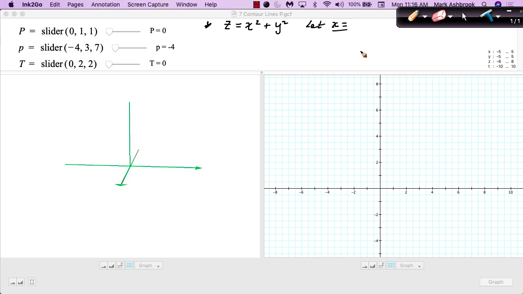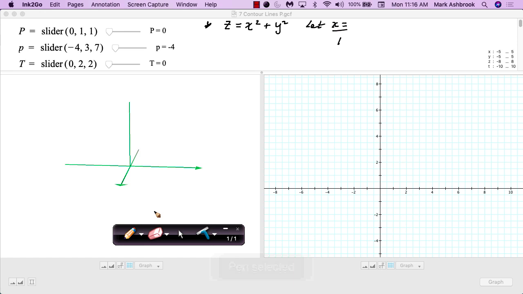So for instance, if I let x equal 1, then what equation do I get? I get z equals y squared plus 1. All right, and so that is a curve, right? That's a curve of z and y. And then that curve is going to live in the plane x equals 1 because we set x to be 1.